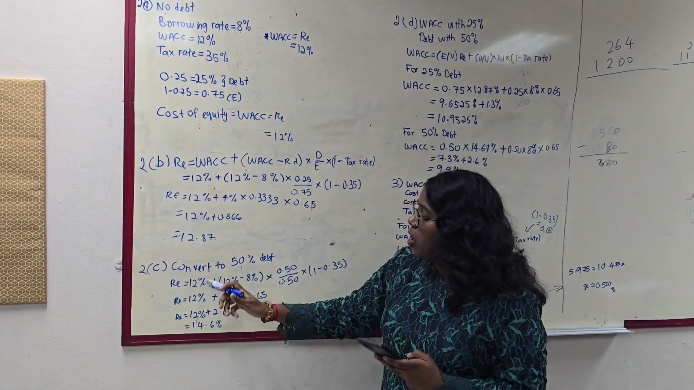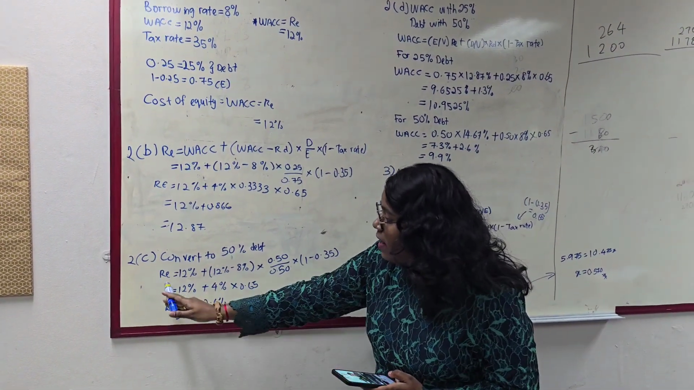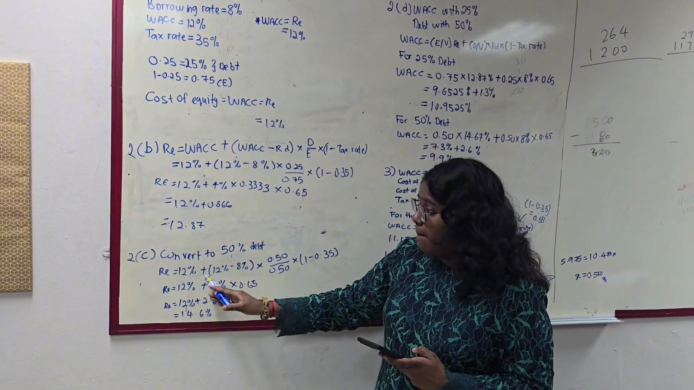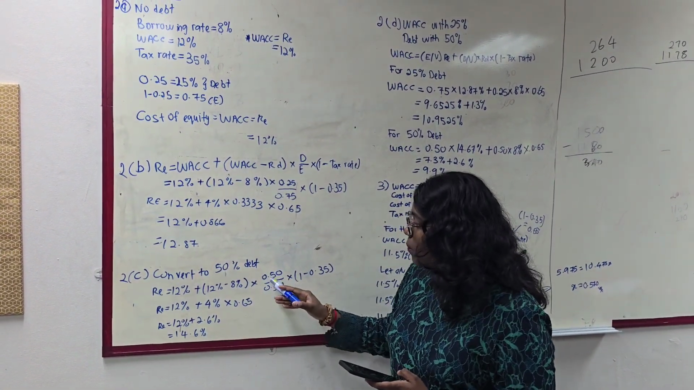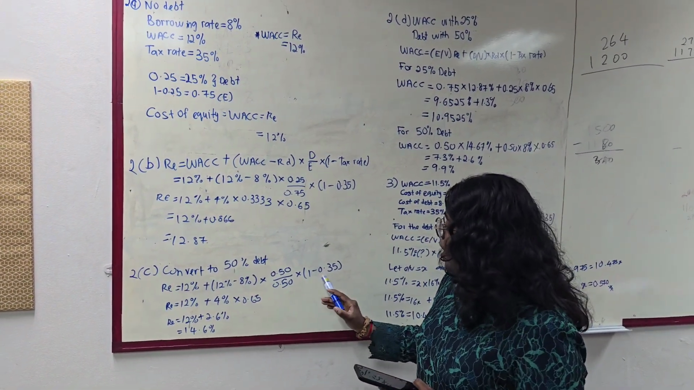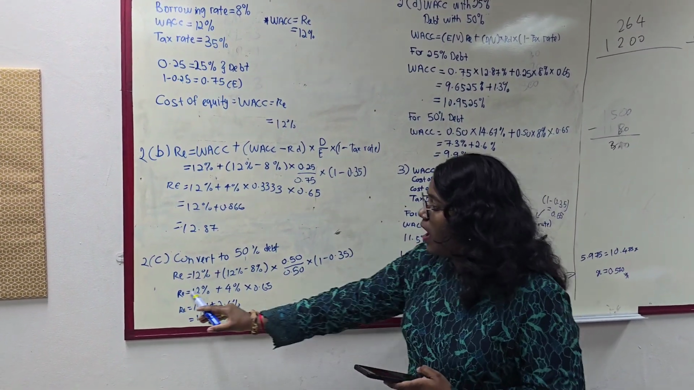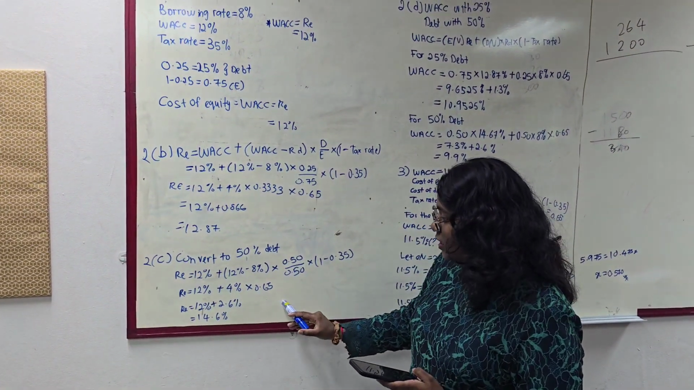For 2C, convert to 50% debt, where the calculation will be like this: RE equals 12% plus 12% minus 8% times 0.50 divided by 0.50 times 1 minus 0.35. RE equals 12% plus 4% times 0.65.